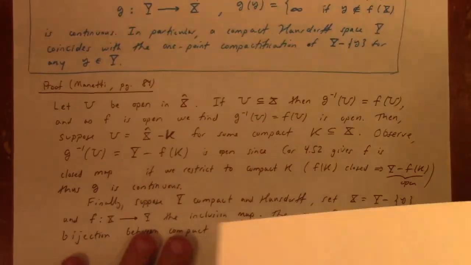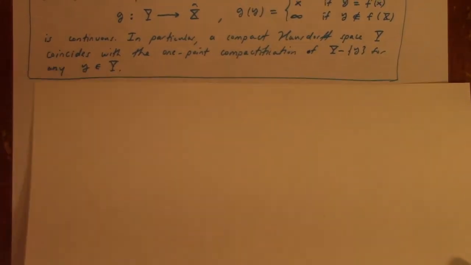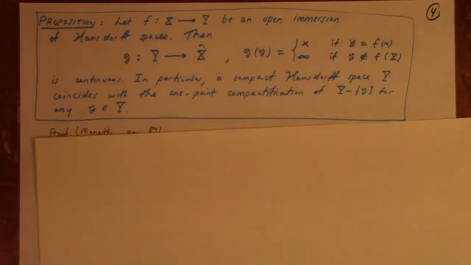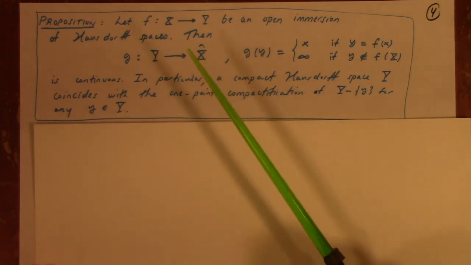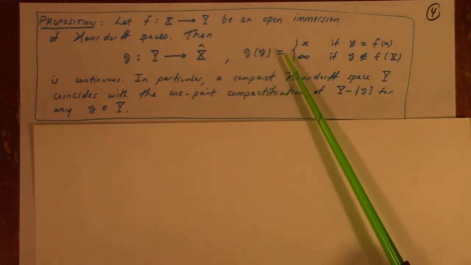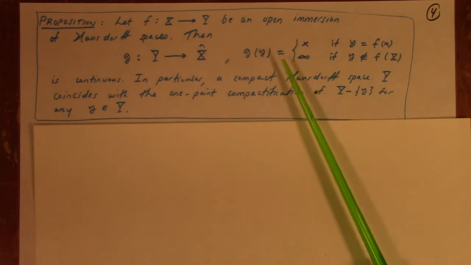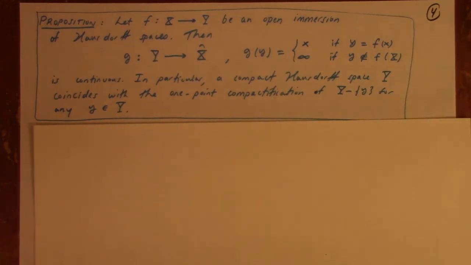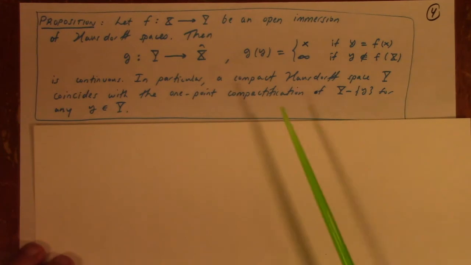Finally, proposition: let F from X to Y be an open immersion of Hausdorff spaces, and then let G from Y to the compactification of X be defined by G of Y is equal to X if Y equals F of X, and infinity if Y is not an element of the range. All right, so G is kind of like an inverse, sort of. Not exactly, but anyway, this is continuous.